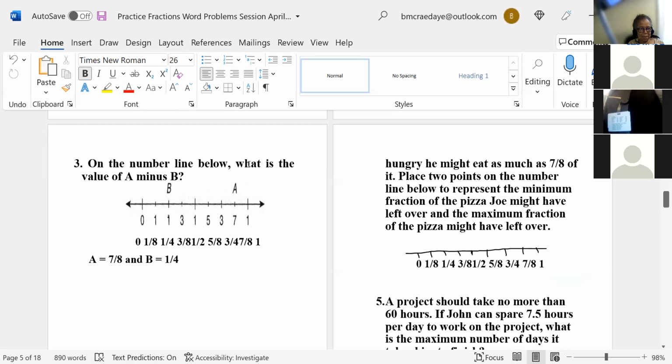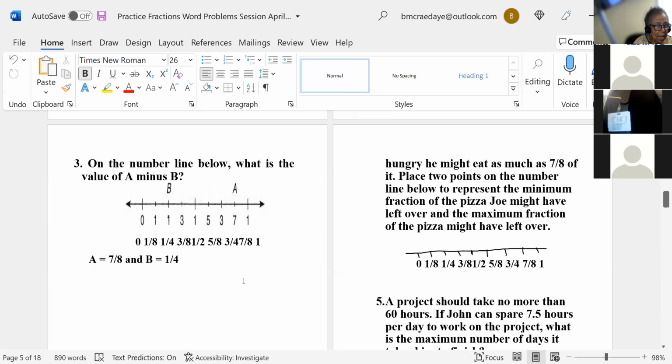On the number line below, what is the value of A minus B? Now, I have the fractions underneath here, so disregard these numbers right here. This is a 1/8, there's a 1/4, and there's a 3/8, 1/2, 5/8, 3/4, 7/8, and 1. But I put what A is. A is 7/8 and B is 1/4.